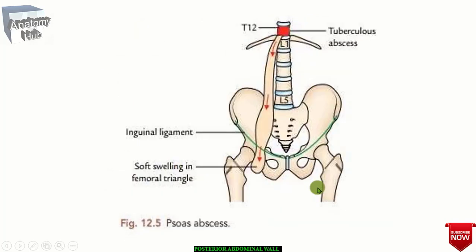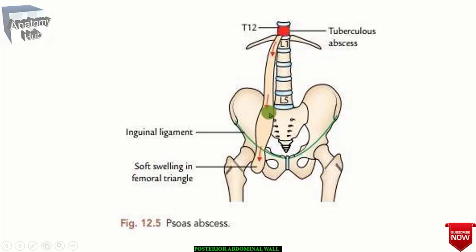Like that, we'll see the clinical correlations of the posterior abdominal wall, mainly those related to the psoas major muscle. So here you'll find the tuberculous abscess, or you can say the psoas abscess. In the psoas abscess, the psoas fascia forms a long tubular osseofibrous tunnel called the psoas sheath, extending from the upper lumbar region of the posterior abdominal wall to the groin region.